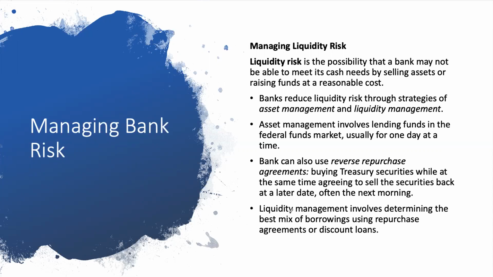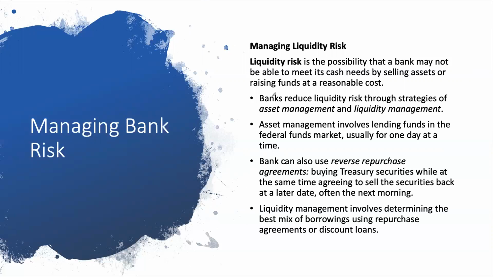These assets that I purchase, I might have to sell them at a loss just to get money, or I might have to call in some loans early to get some money, and it all creates a whole bunch of problems, right? So that's what we mean by liquidity risk. There's this problem of how we manage liquidity risk, and we manage liquidity risk as a bank using two primary strategies. You can use asset management or liquidity management.